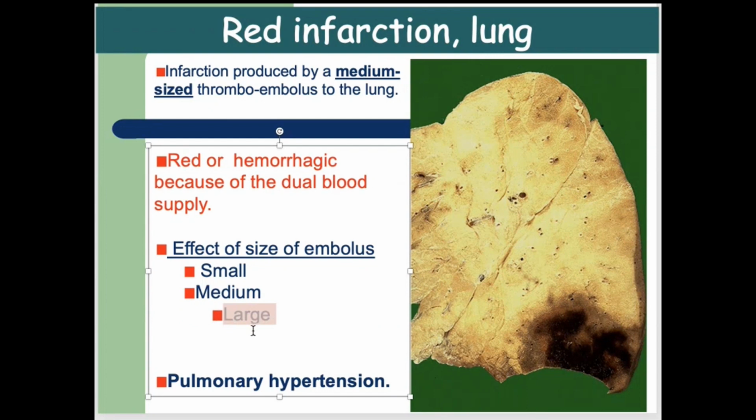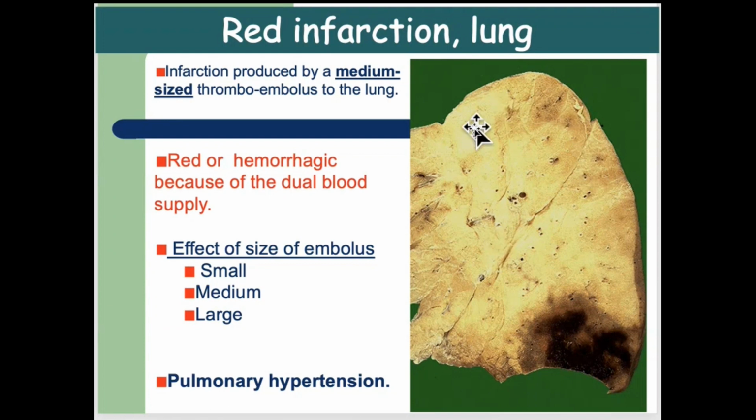So if the emboli are large in size, they will cause sudden death. If they are small in size, very small emboli coming from the small blood vessels, veins of the legs or hands or anywhere in the body, they will not cause much damage. But if they keep on coming for a long time, they will cause fibrosis and pulmonary hypertension. The medium-sized emboli will cause this hemorrhagic type of infarction. The small emboli will cause no damage, or very tiny infarcts which become fibrosed.